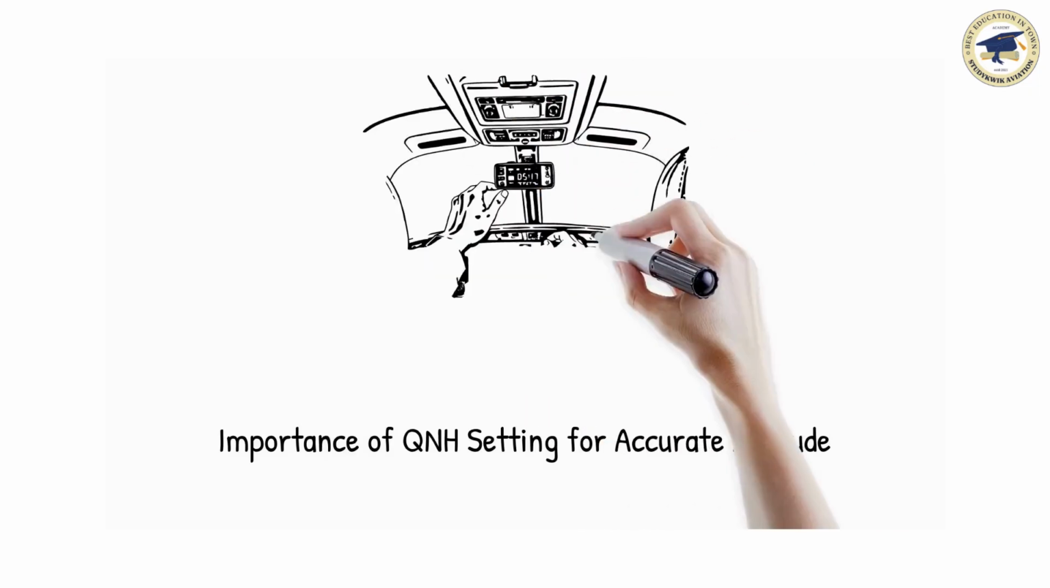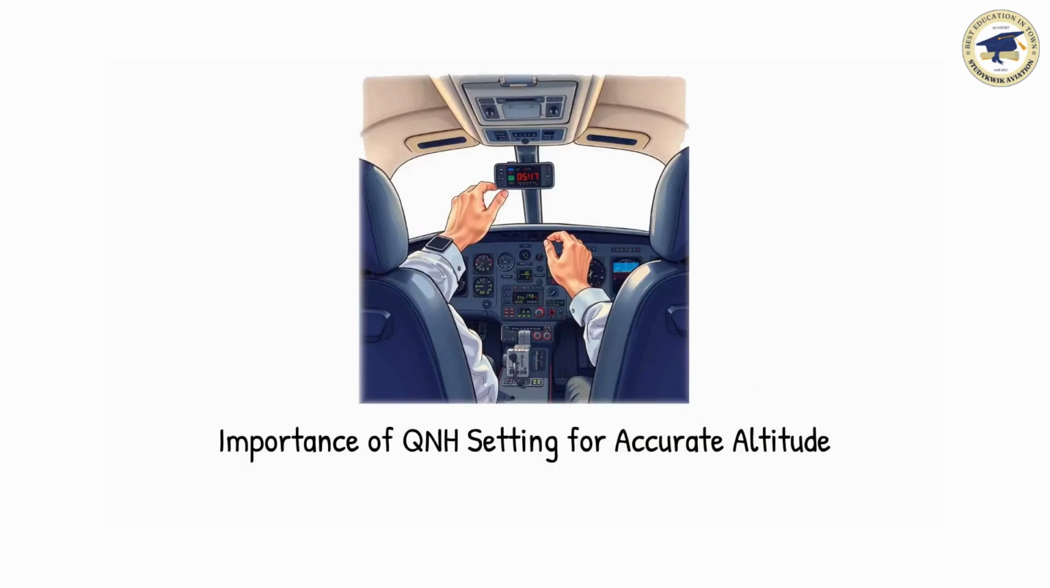The three key settings: QNH sets your altimeter to show height above mean sea level, MSL. At an airport, your altimeter shows the airport's elevation on the ground. Pilots use QNH for takeoff, en route, and approaches because charts reference MSL.